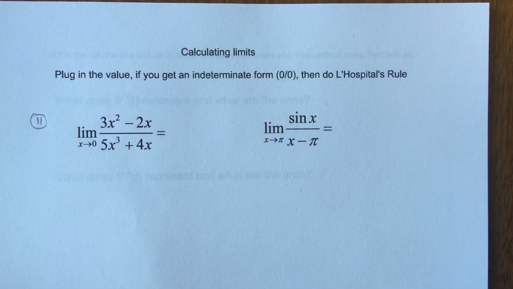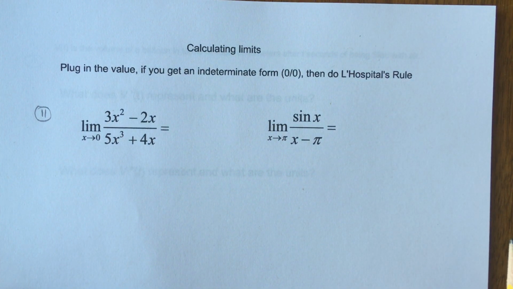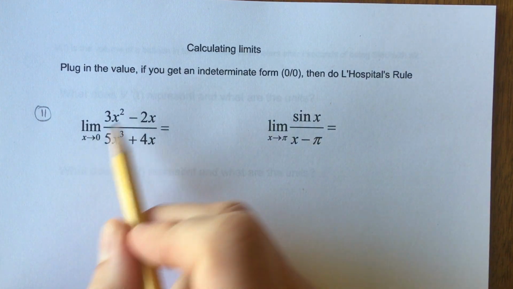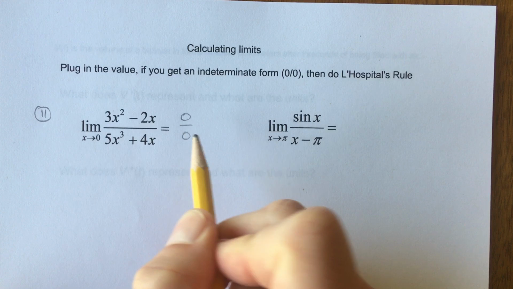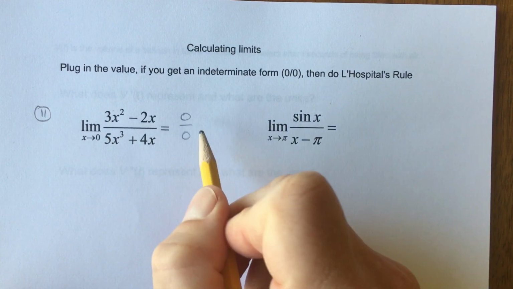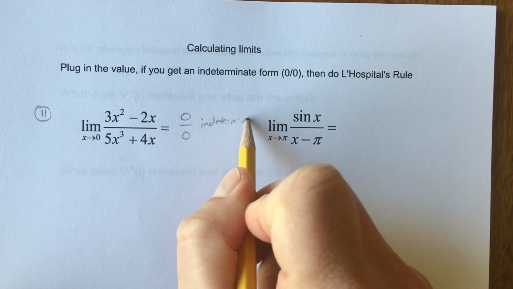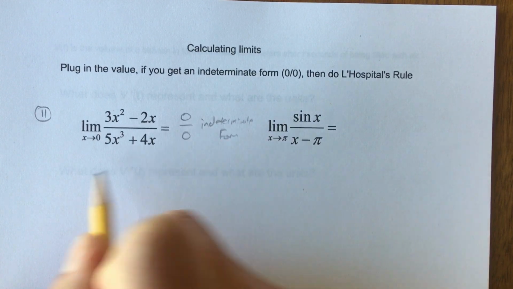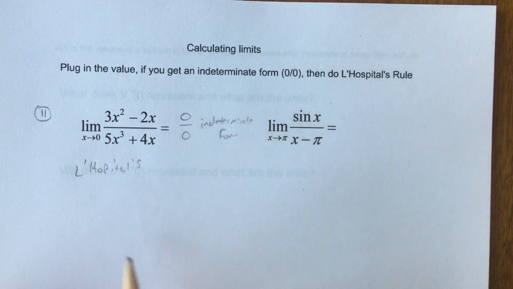Calculating limits, why don't you go ahead and pause and see if you can work this out using L'Hopital's Rule or something else. So L'Hopital's Rule says plug in your value first. So if we put 0 into this, we're going to get 0 over 0. That's what's called an indeterminate form. Doesn't hurt to even say that here, indeterminate form. And then we're going to use L'Hopital's. You definitely want to write down that you're doing L'Hopital's Rule on this one.